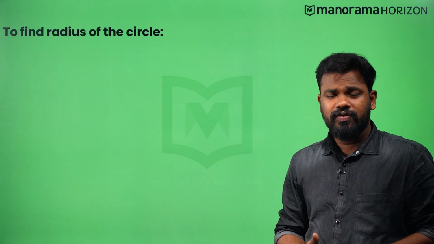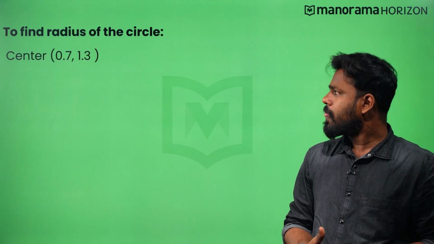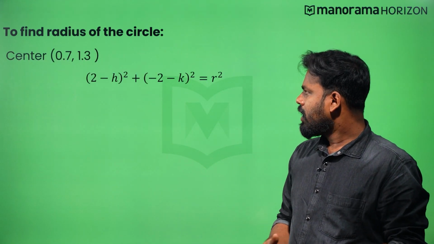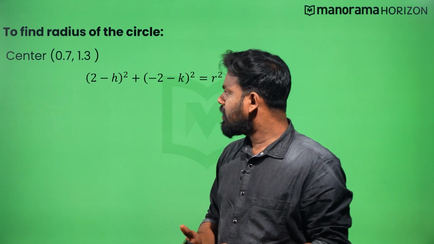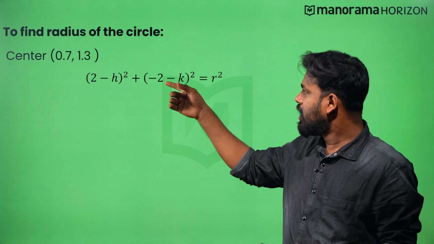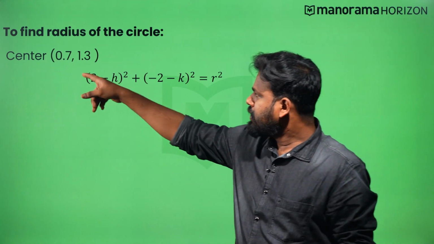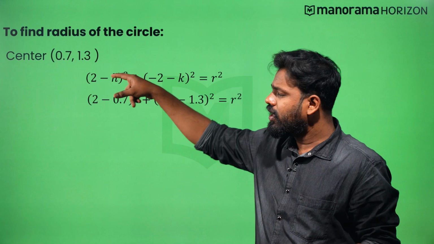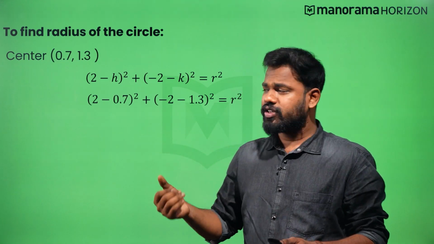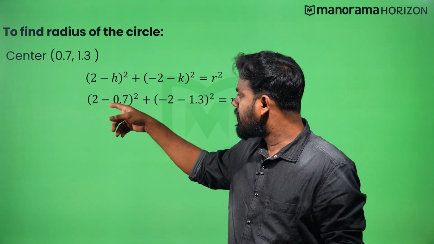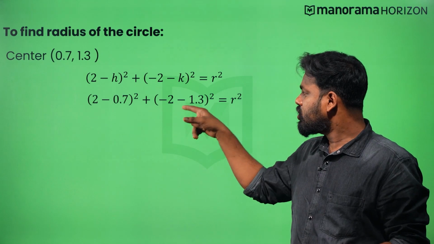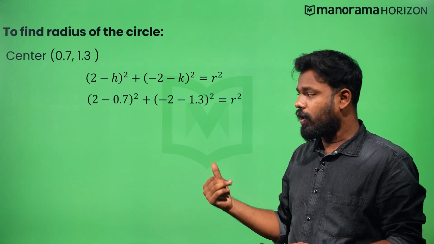Now to find the radius of the circle, how will you find the radius of the circle? We know that center is 0.7 and 1.3, and we have the equation of the circle as (2 minus h) the whole square plus (minus 2 minus k) the whole square is equal to r square. Putting this h and k over here will give us the final radius of the circle. So when you put that, you get (2 minus 0.7) the whole square plus (minus 2 minus 1.3) the whole square, which is equal to r square.